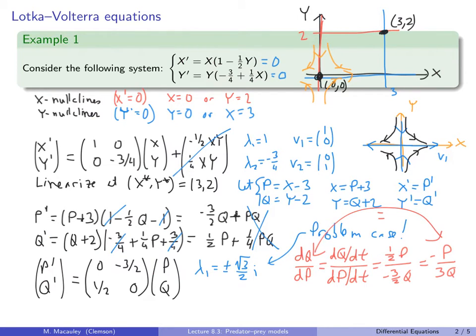If we do that, we get p times dp plus 3q dq equals 0. So now if we integrate both sides, we get that p squared plus 3q squared is some constant of integration. So let's call that k. So this is the equation of an ellipse.